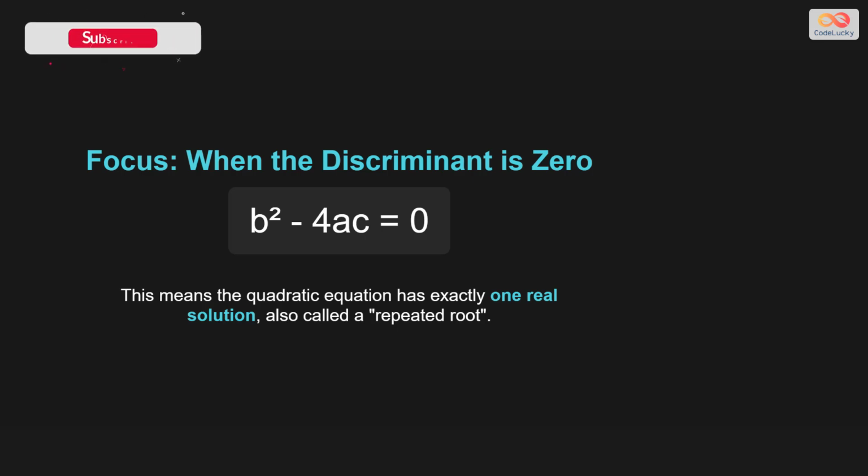When the calculation b² − 4ac results in the number 0, it's a clear signal. It tells us that the quadratic equation has one and only one real number that can be a solution. This is often called a repeated root because it technically appears twice.